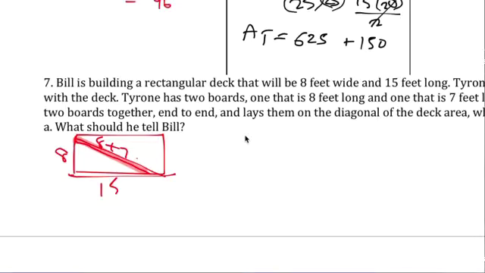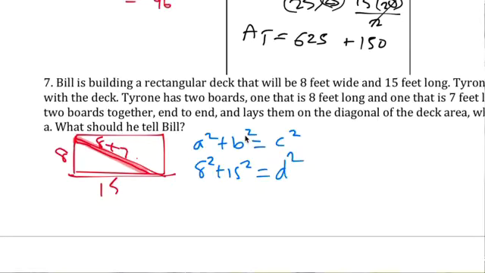Let me see how much he has to tell Bill to buy. a squared plus b squared equals c squared. You get 8 squared plus 15 squared equals the diagonal squared. 64 plus 225 equals d squared.